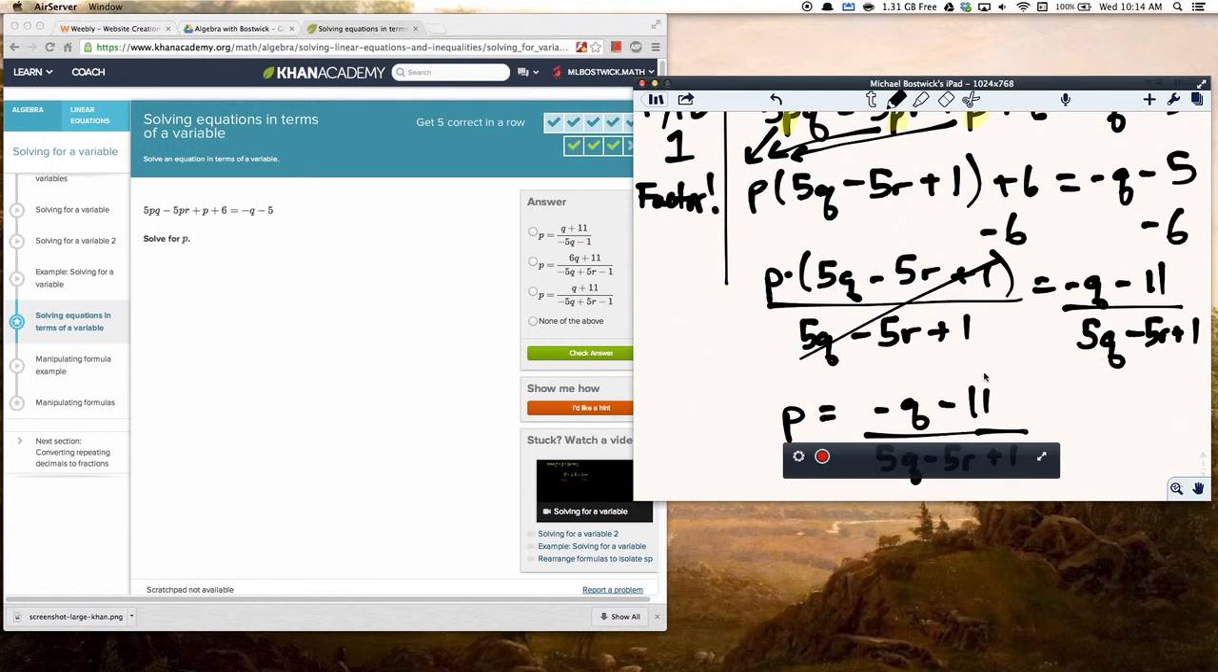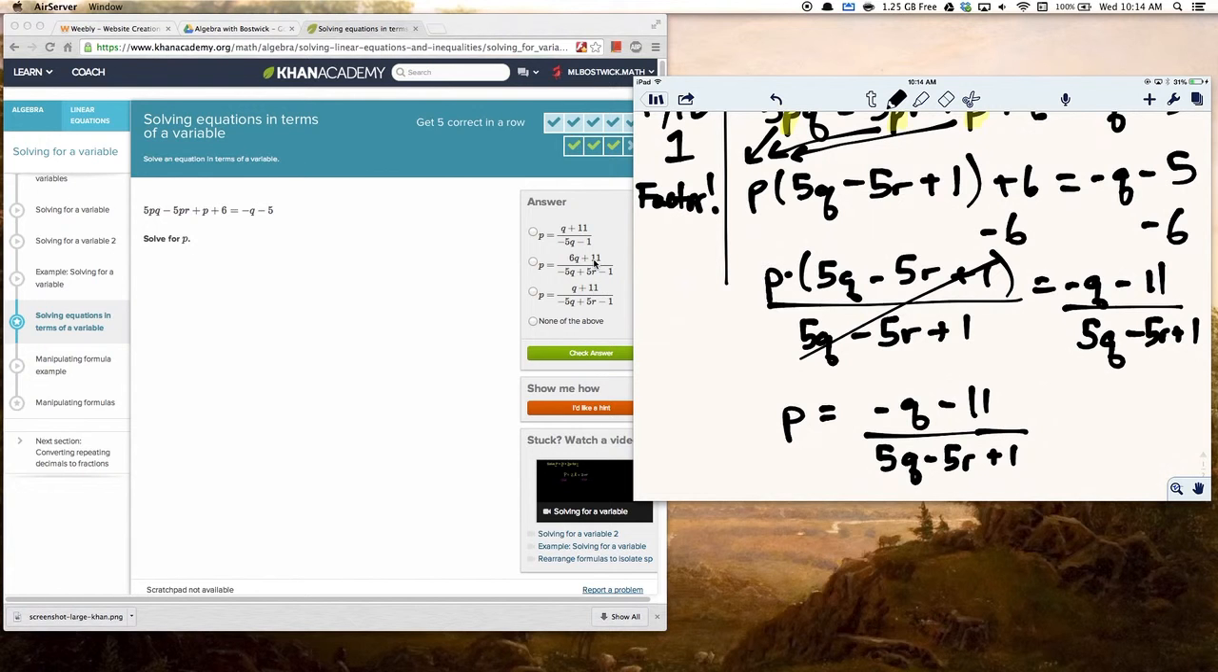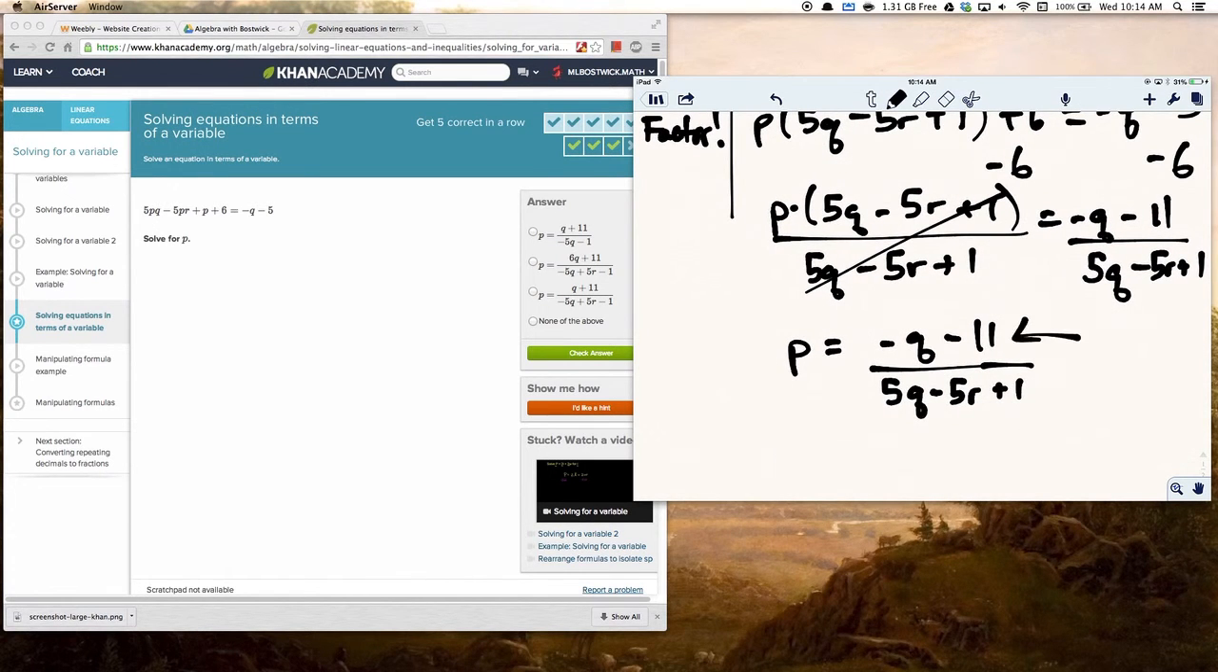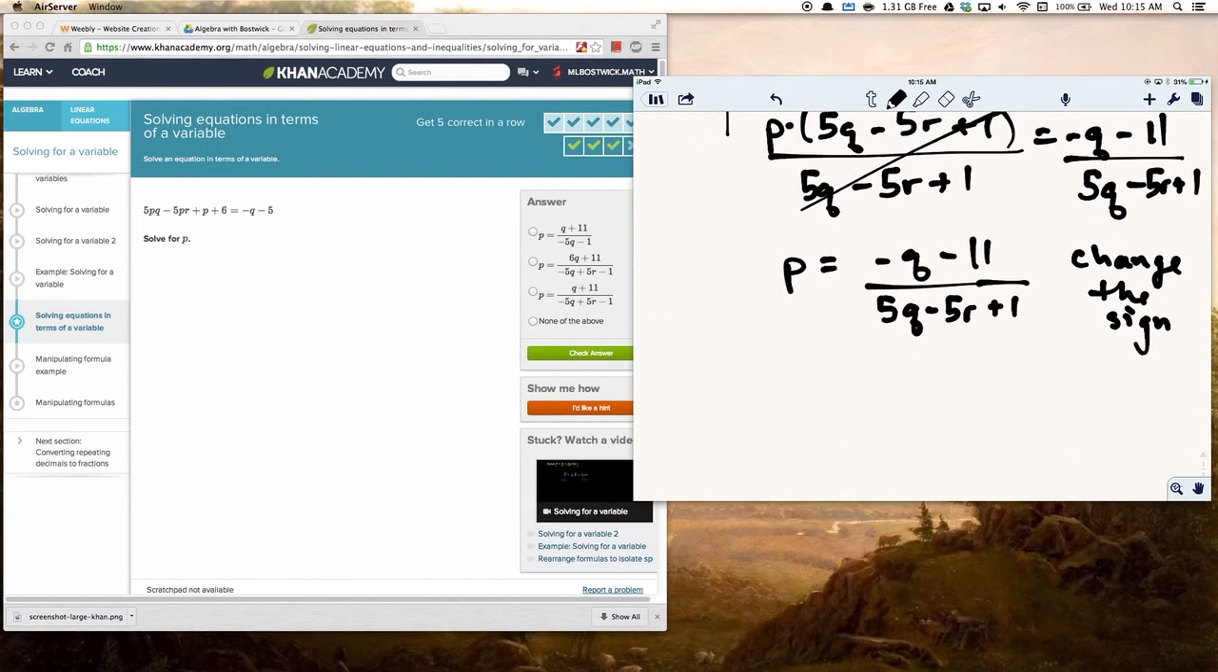Okay, so if I am looking at my answers here, there's nothing that is precisely that, but I'm going to notice that the first answer here, q plus 11, and q plus 11 for the third answer, is exactly the opposite of what I have on my paper right now. And so I'm going to flip the signs, or push the negative through. If I want to change the signs on the top of a fraction, I need to change all the signs on the bottom as well so it stays the same thing. And so that's all I'm going to do.